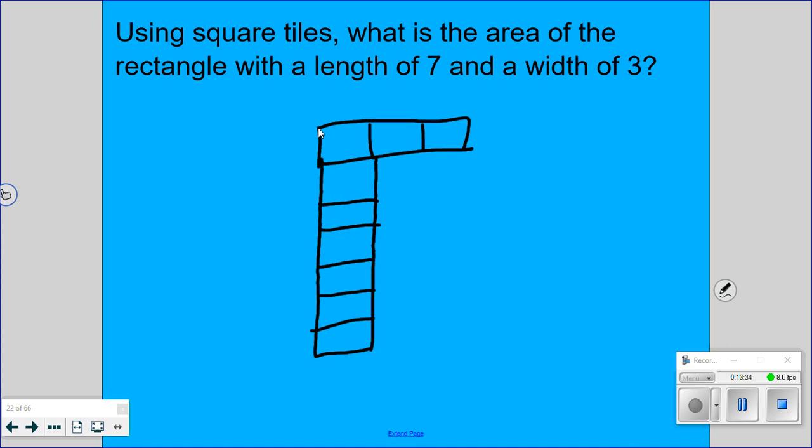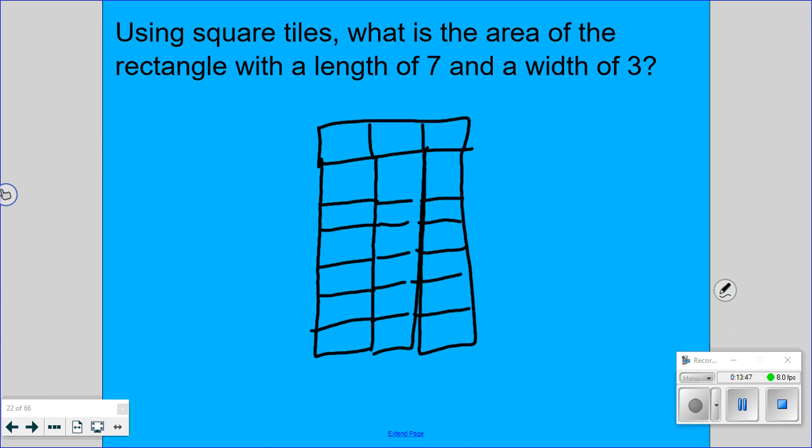I'm going to change the word lines for columns or rows. Sure, he has a column of 7. Let me just do another column of 7. Does that work? Yes. Interesting.